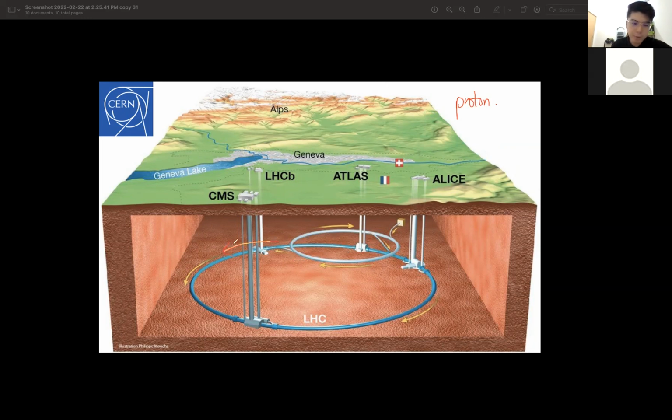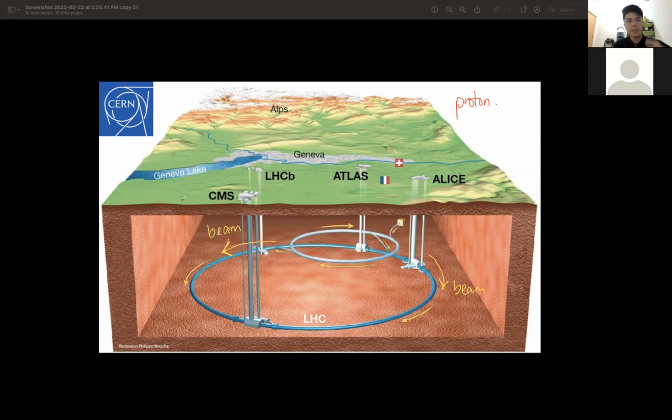So one beam of proton goes here, and then the other beam of proton goes the other direction. And then they meet at this 4th station. The collision can happen anytime, because you are talking about how small is the beam?